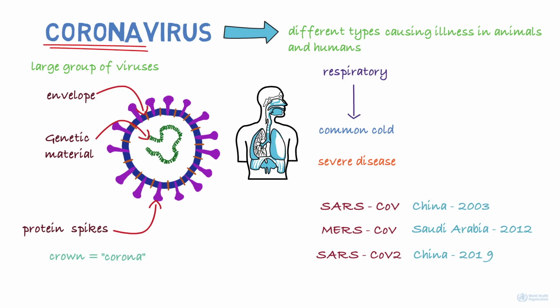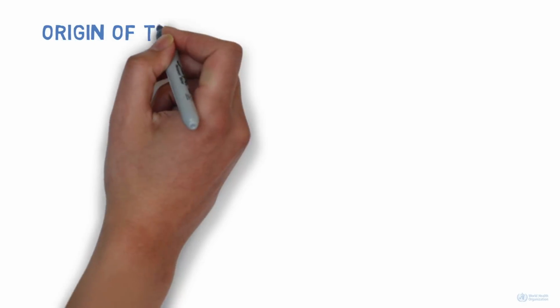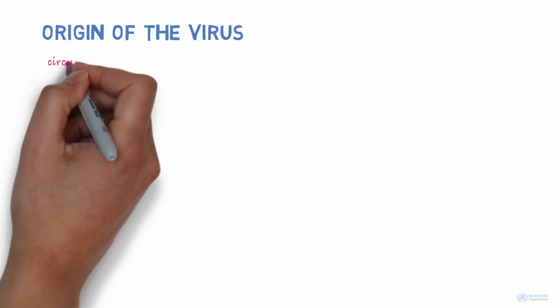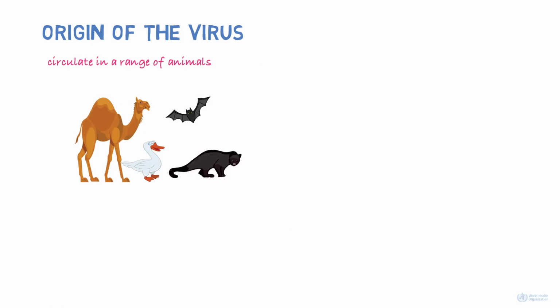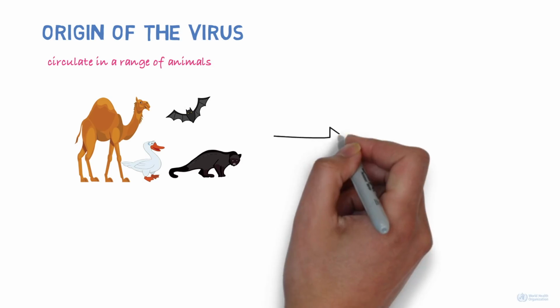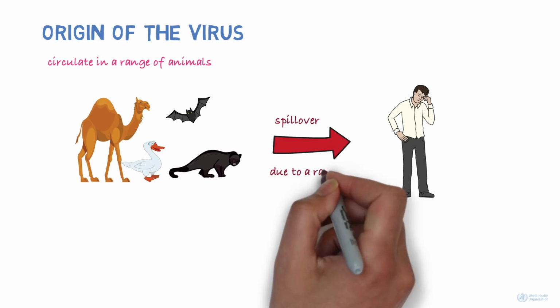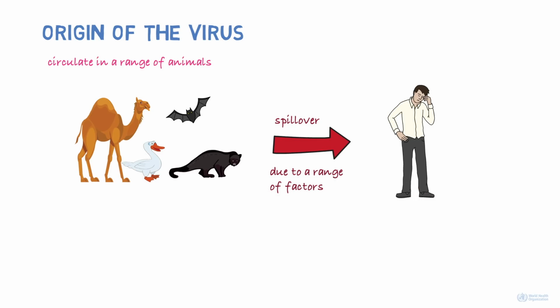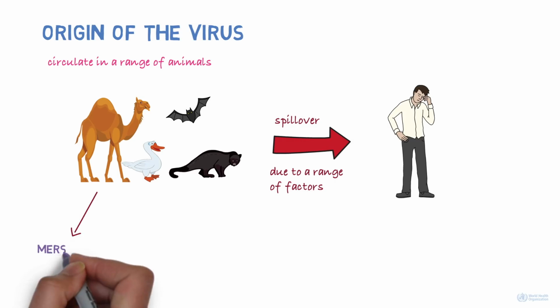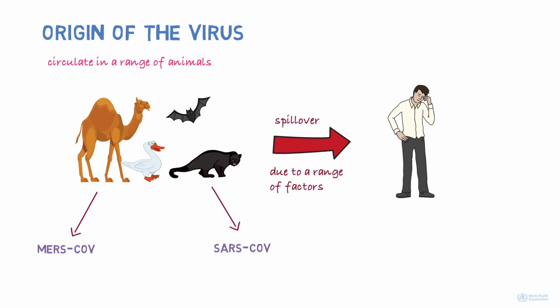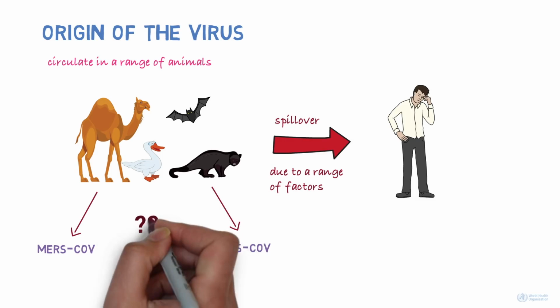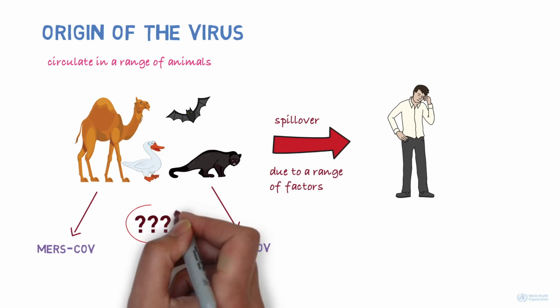So, where did this new virus come from? It's known that coronaviruses circulate in a range of animals. Sometimes these viruses can make the jump from animals to humans. This is called a spillover and could be due to a range of factors, such as mutations in the virus or increased contact between humans and animals. For example, MERS-CoV is known to be transmitted from camels, and SARS-CoV from civet cats. The animal reservoir of the new coronavirus is not known yet.